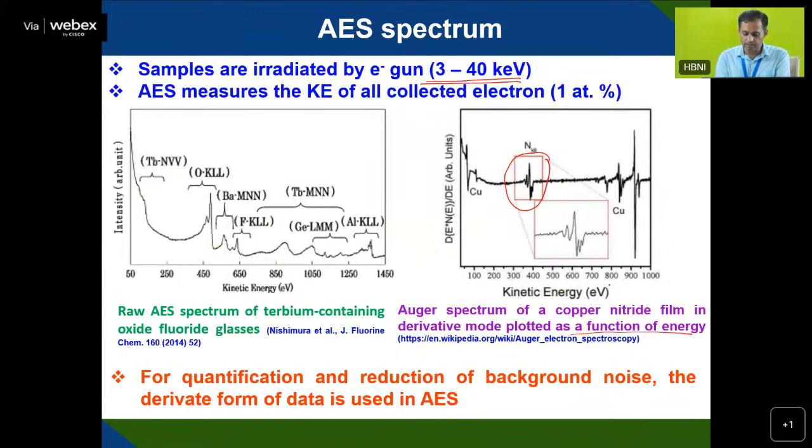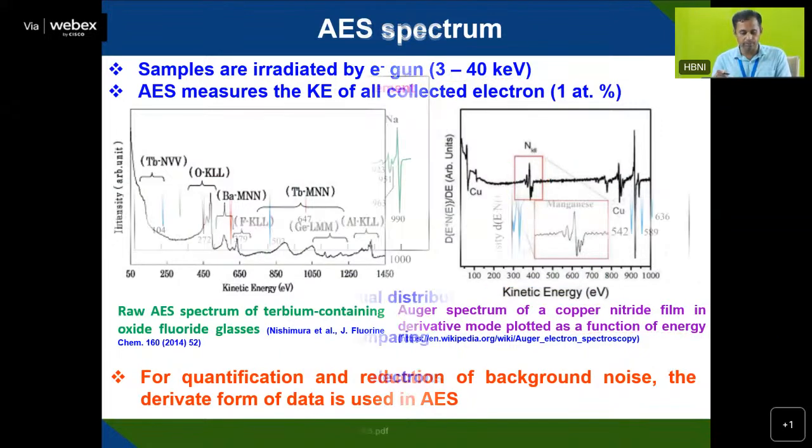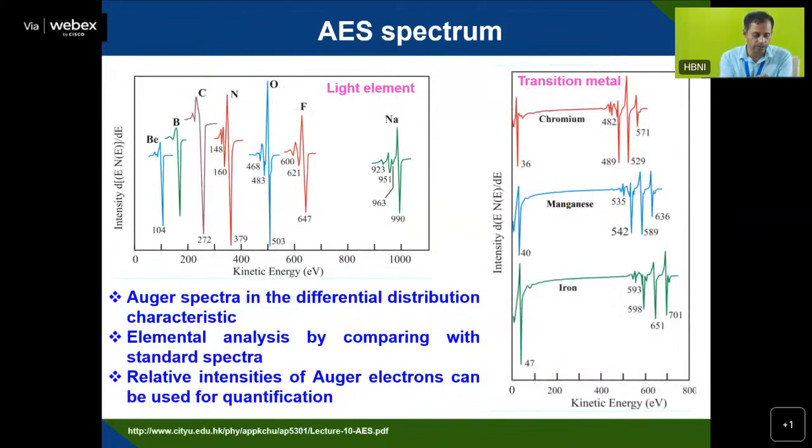In case of AES, that is expressed in terms of kinetic energy, but in case of XPS, it was expressed in terms of binding energy. By the derivative spectrum here, you can see that whether a particular element is present or not depends upon the kinetic energy. It's sensitive to light elements like barium, boron, carbon. You can see barium is at 104 kinetic energy, sodium is 990. So depending on the kinetic energy, you can identify which type of element is present.